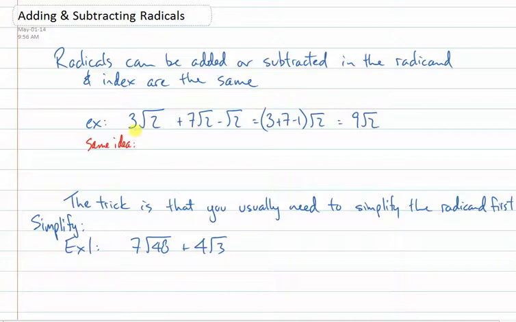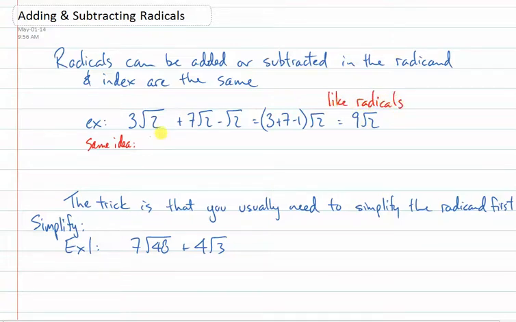Here's an example. 3 root 2 plus 7 root 2 minus root 2. The index is 2 in every case, and the radicand is 2. I could say this is 3 plus 7 minus 1 root 2's, or 9 root 2's. These are called like radicals.